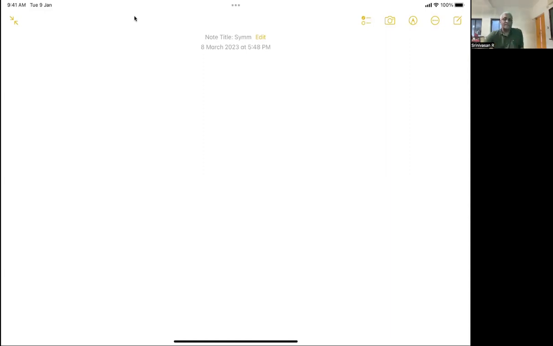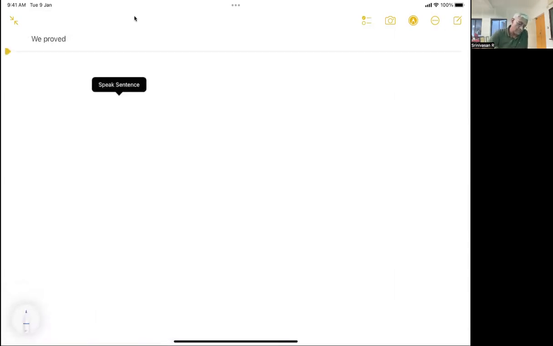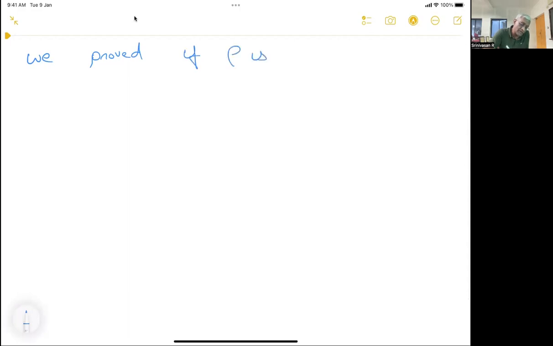So we proved in the last class, we proved the following. We proved the following form for all Gaussian states. I mean, any Gaussian state will look like that.